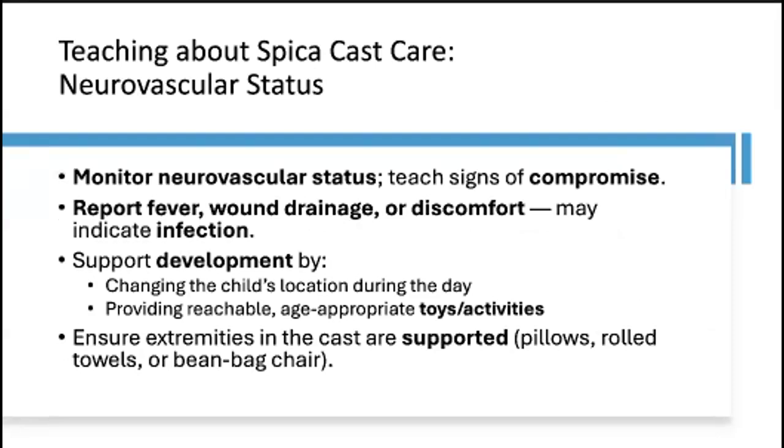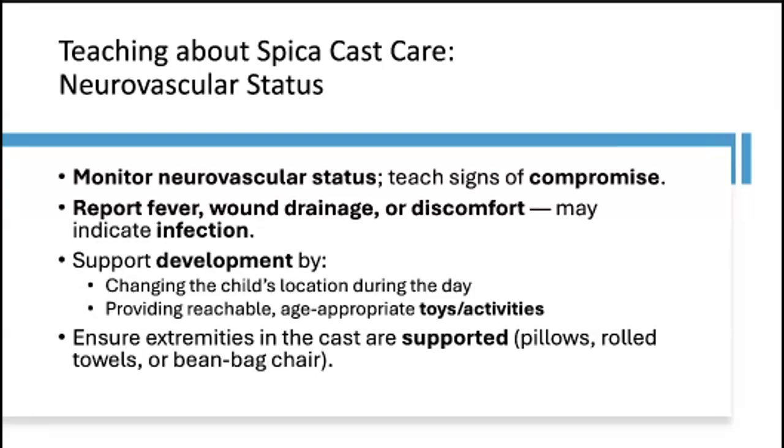Neurovascular status with this cast. So we need to monitor neurovascular status frequently in the child with a cast. We need to teach the family the key signs of neurovascular compromise, which can be increased pain, tingling, swelling, changes in color. We can also start to see fever, wound drainage, or discomfort that could indicate an infection.